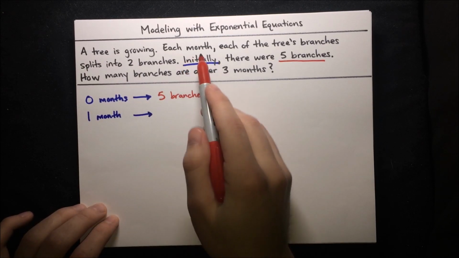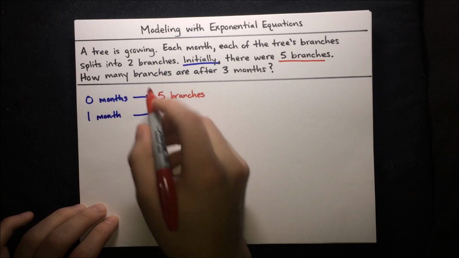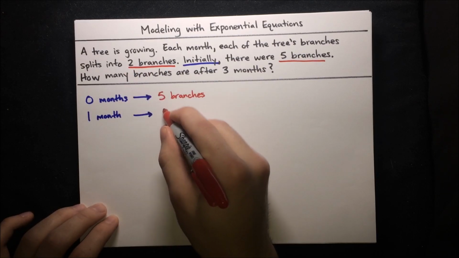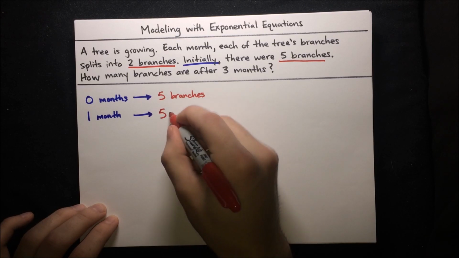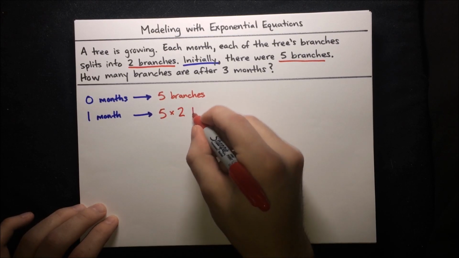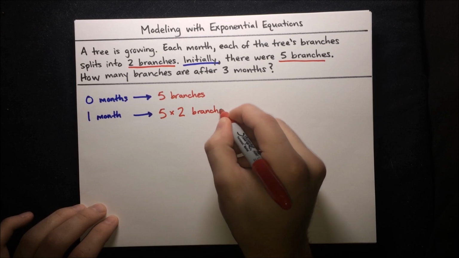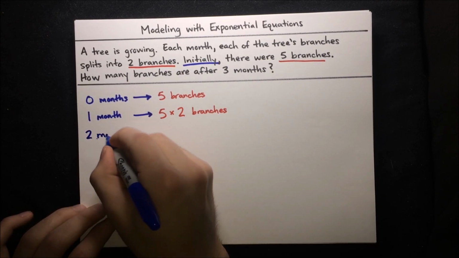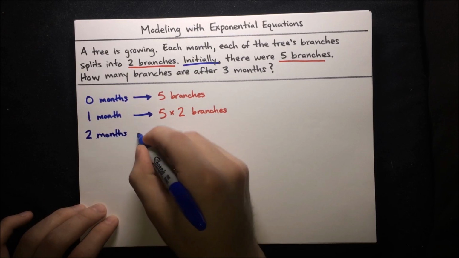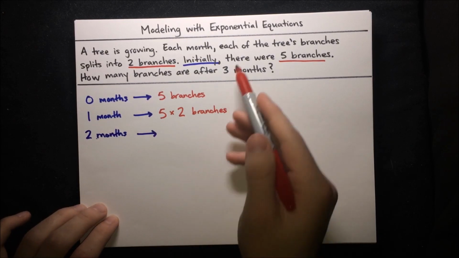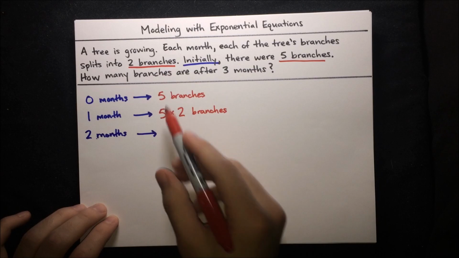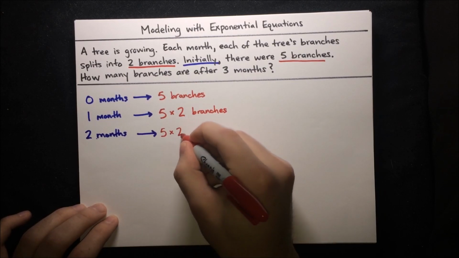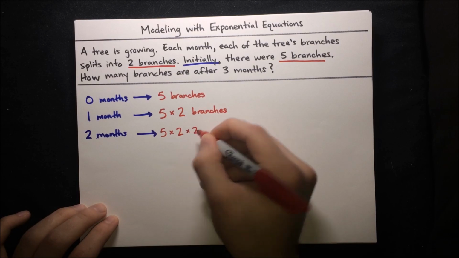Well, it says that each month, each of the tree's branches splits into 2 branches. So to get the new number of branches, we have to multiply the previous number of branches, 5 branches, times 2. Then say another month passes and we're at 2 months. How many branches are there? Well, again, each of the tree's branches splits into 2 branches, so we're really just multiplying by 2 again. 5 times 2 times 2 again.